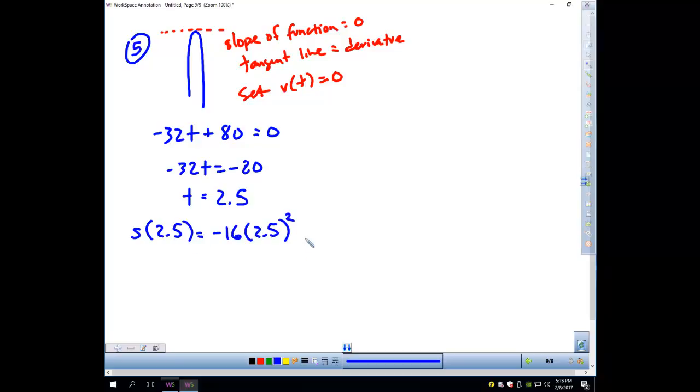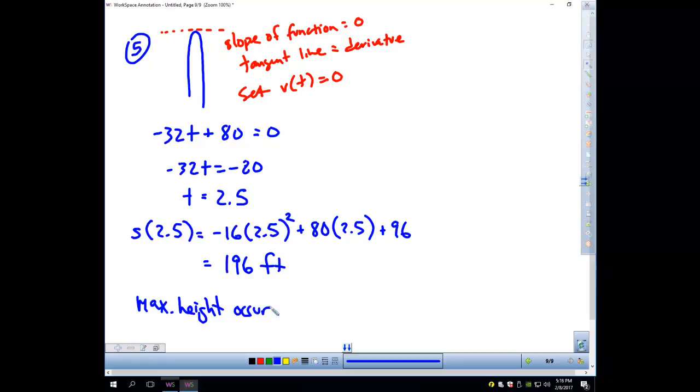Because position always tells me where that ball is relative to the ground. If I plug that into my position function, it will tell me how high it was when that happened. And so after you do your work for this, you discover that that was 196 feet above the ground. That thing went up to a height of 196 feet. Now I didn't throw it 196 feet up. I was already 100 feet up, but it reached a maximum height of 196 feet 2.5 seconds into the throw.